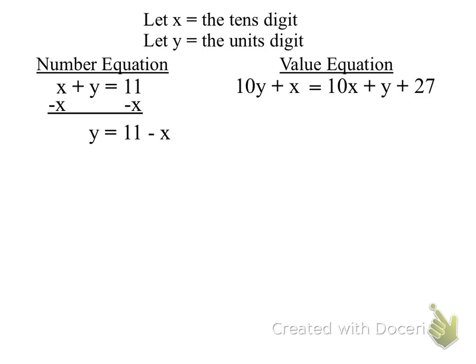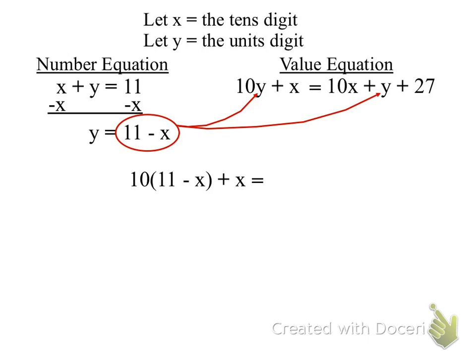We don't plug, we substitute into the equation, and so it's going to read 10 times the quantity of 11 minus x, good, plus x, equal to 10x plus 11 minus x plus 27. Good. And now we're going to simplify. Combine like terms. Somebody else?